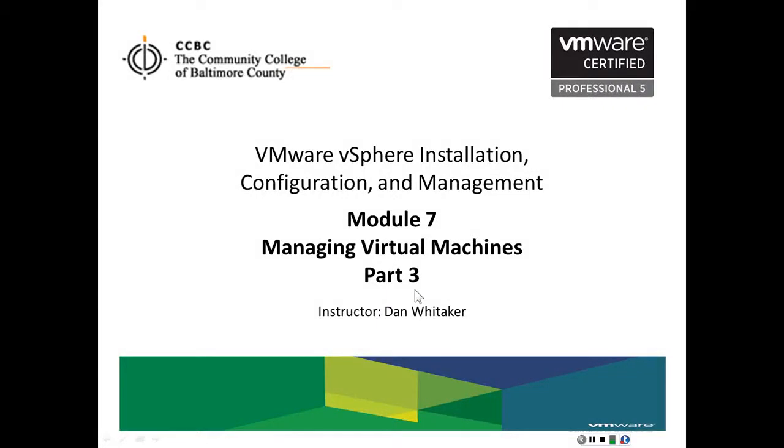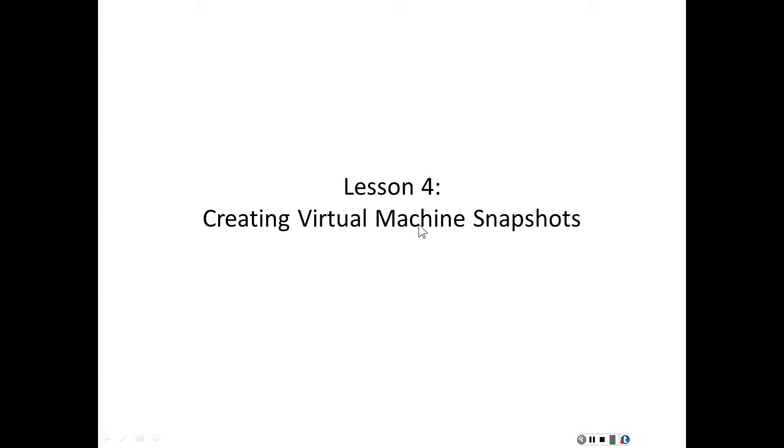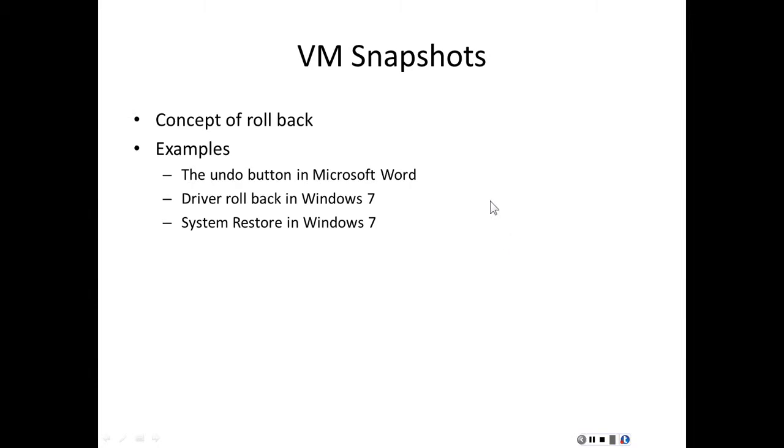Let's get started on part 3 of module 7, and we are on lesson 4, creating virtual machine snapshots. To understand snapshots, let's talk about the concept of a rollback. And 3 examples that you are already probably familiar with are the undo button in Microsoft Word, driver rollback in Windows 7, and system restore in Windows 7.